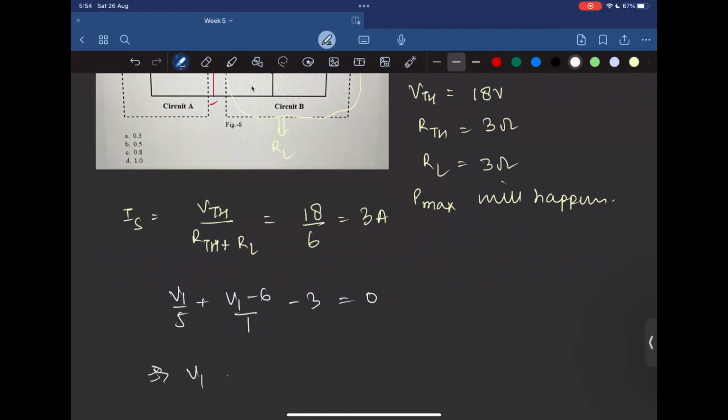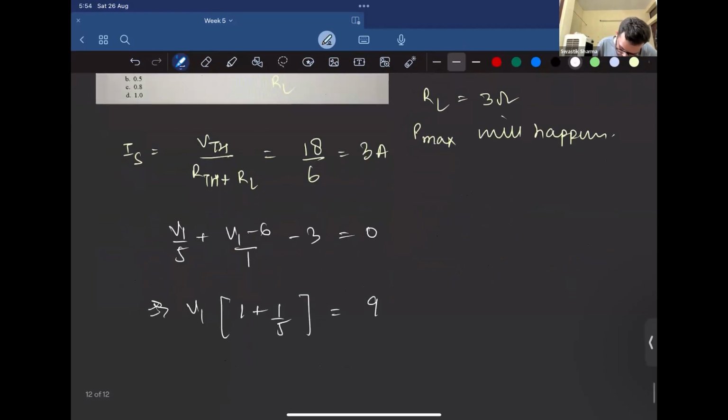So we can find the value of V1. So what would be the value of V1? V1 times (1 plus 1 by 5) equals 9. So V1 is equal to 9 into 5 by 6, which is 7.5 volt, right?